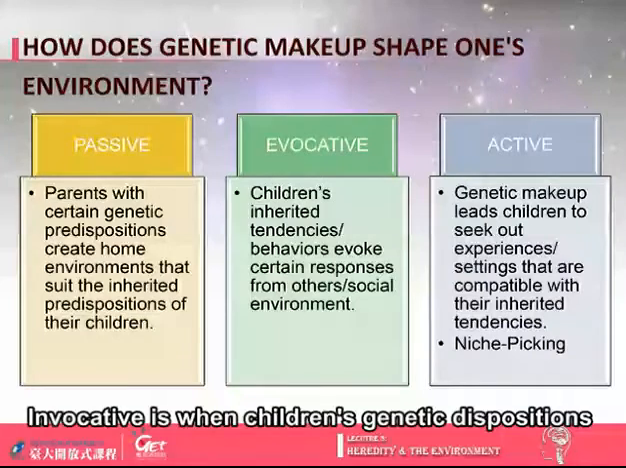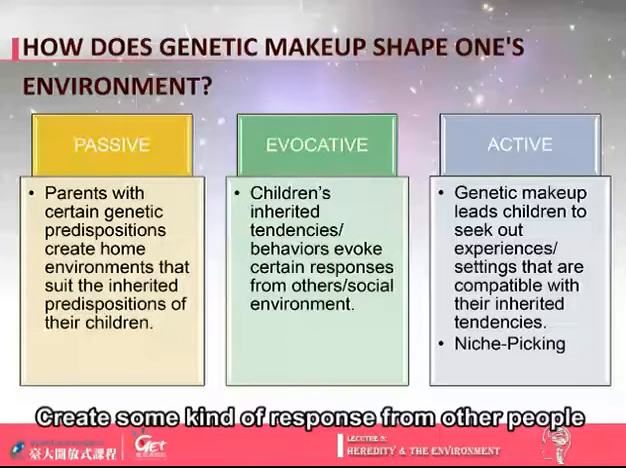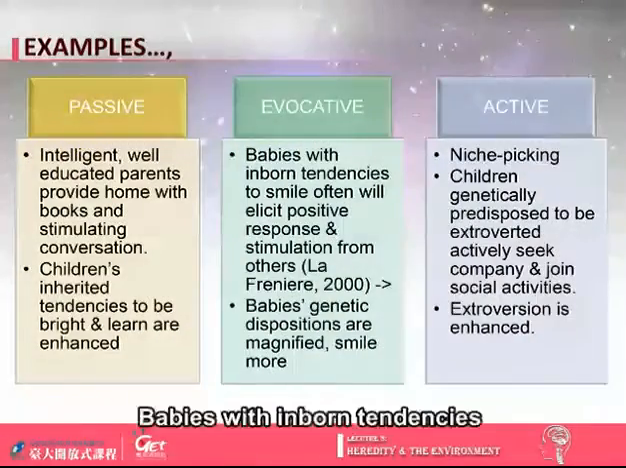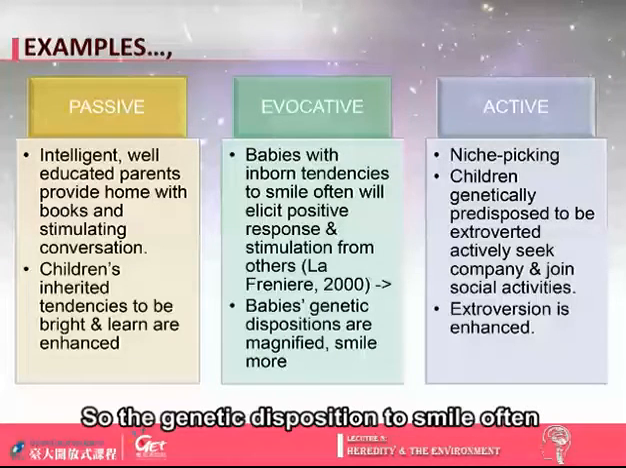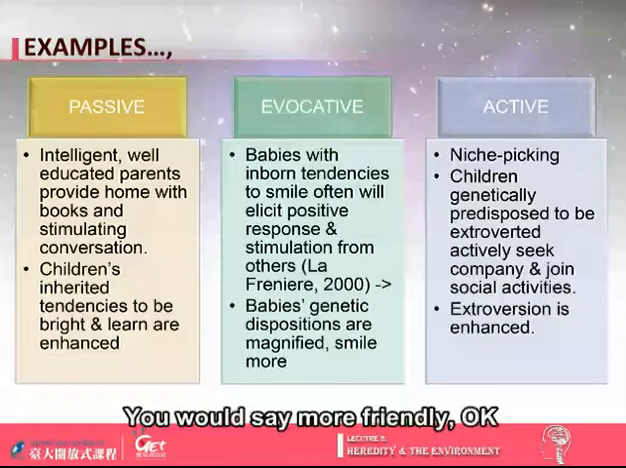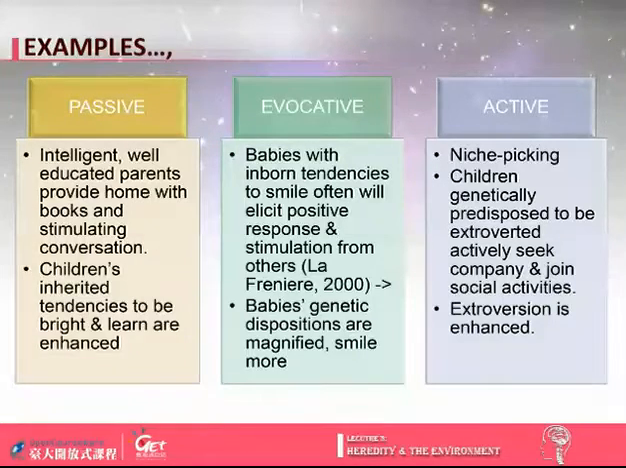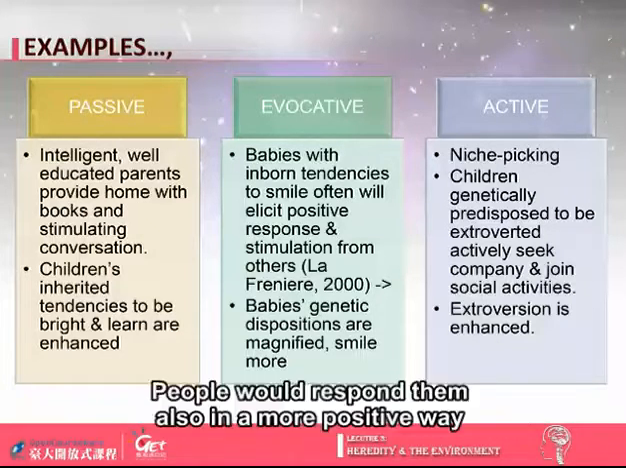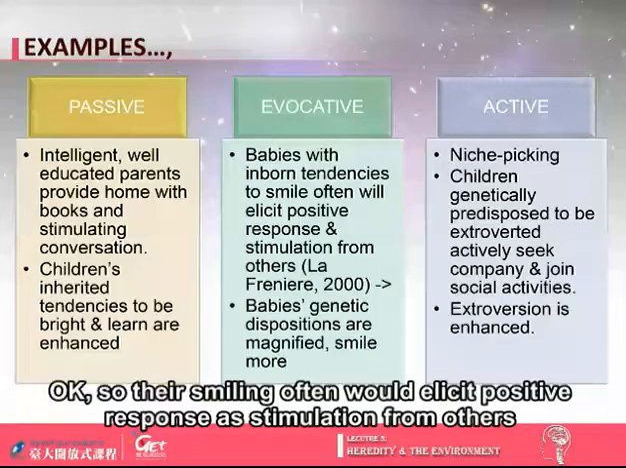Evocative is when children's genetic dispositions create some kind of response from other people. Okay, their inherited tendencies or behaviors evoke certain responses from others. Let me give you an example. Babies with inborn tendencies, so the genetic disposition to smile often, some babies are simply more friendly, okay, more sociable. Now, because they smile often as a result of their genetic disposition, people will respond to them also in a more positive way. Okay? So their smiling often will elicit positive response and stimulation from others.